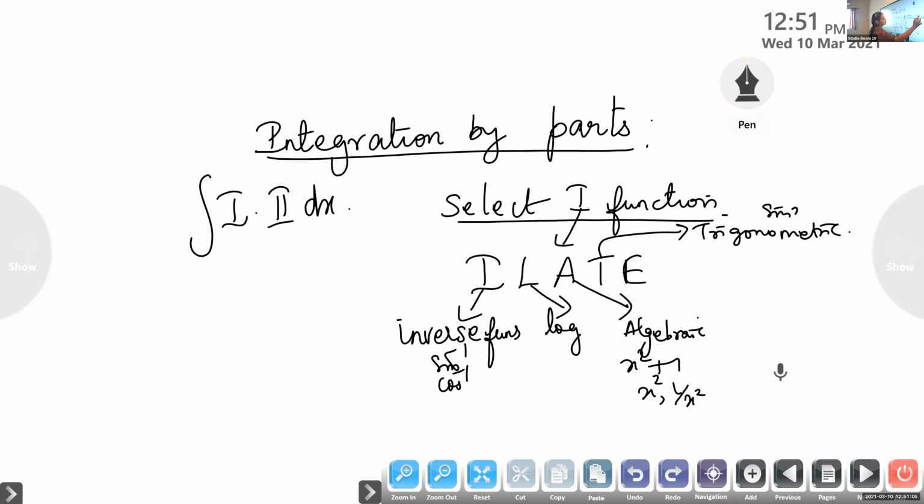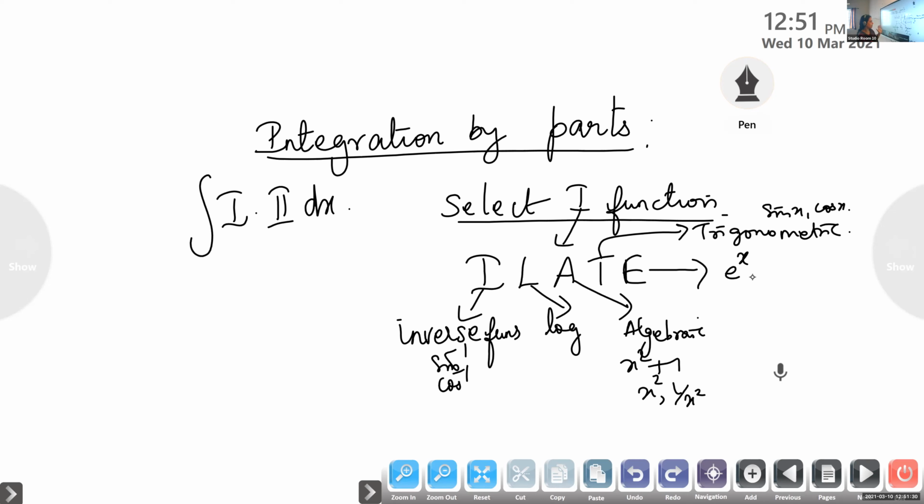Sin x, cos x, all these functions come under this category. And E stands for exponential functions, e raised to x. Okay, so in integration by parts, we divide it into two parts, first function and second function.